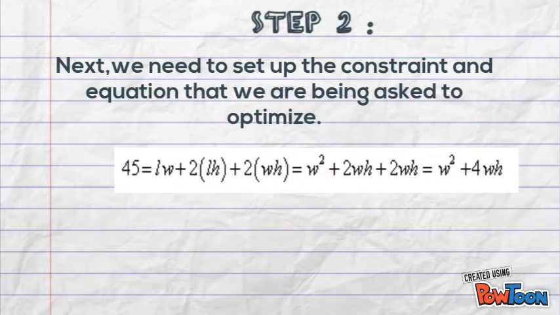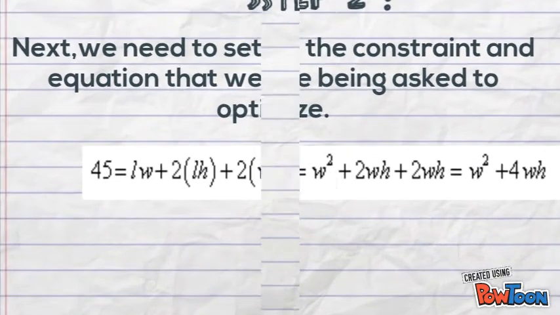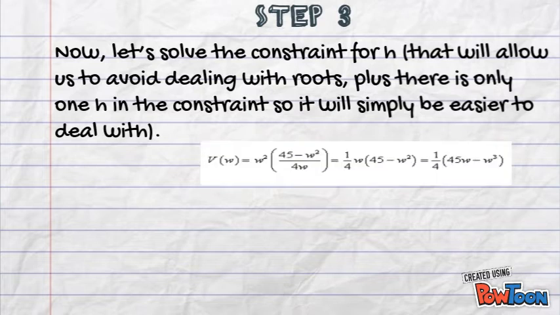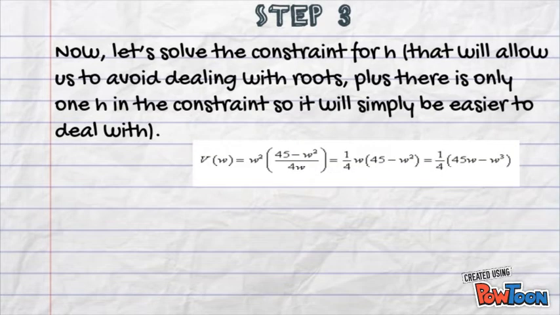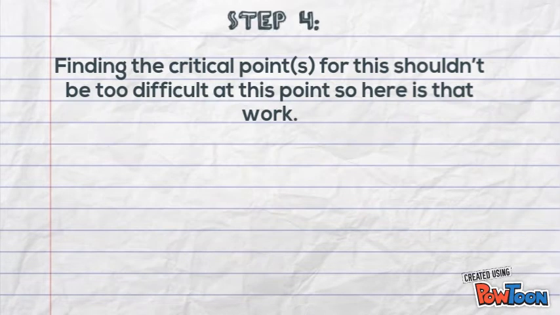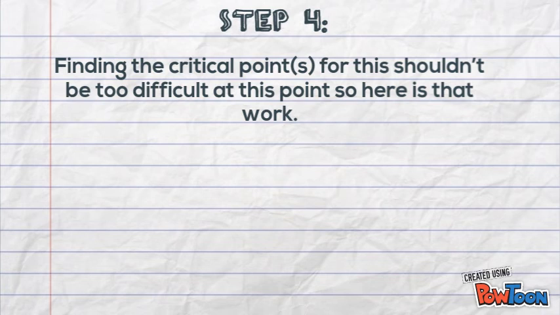45 equals LW plus 2LH plus 2WH, which equals W squared plus 2WH plus 2WH, which equals W squared plus 4WH. Now, let's solve the constraint for H. That will allow us to avoid dealing with roots, plus there is only one H in the constraint, so it will be easier to deal with. Finding the critical points for this should not be too difficult at this point.